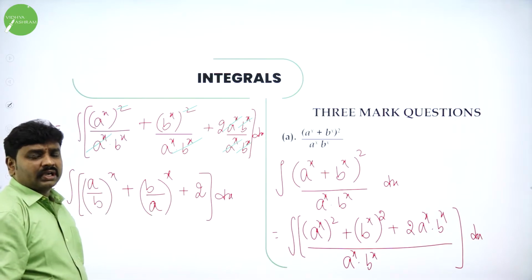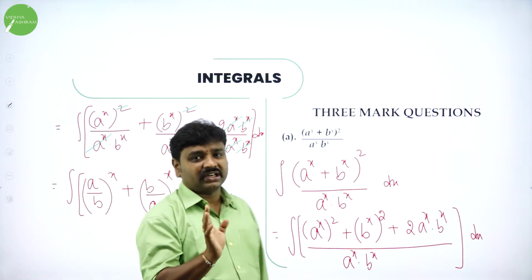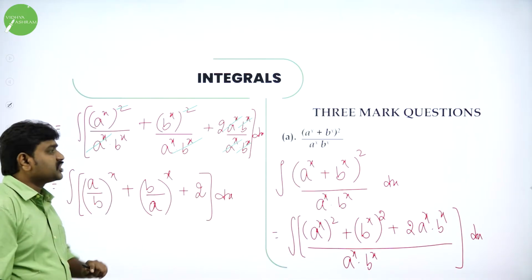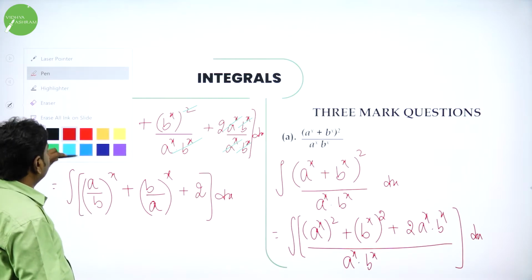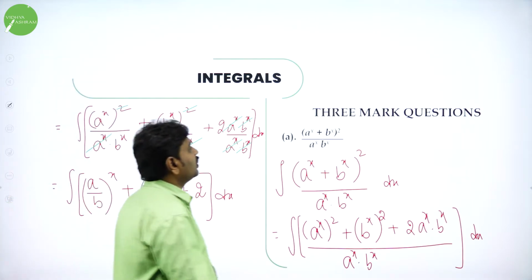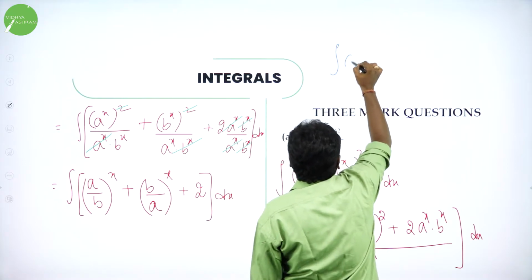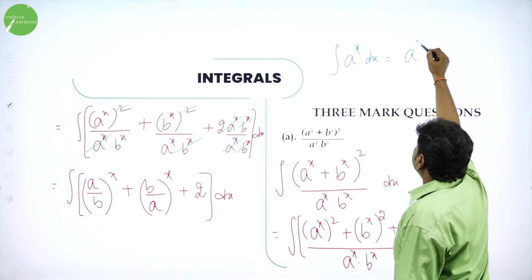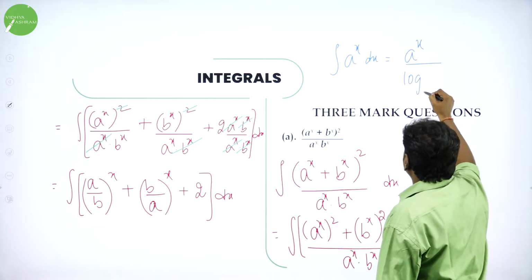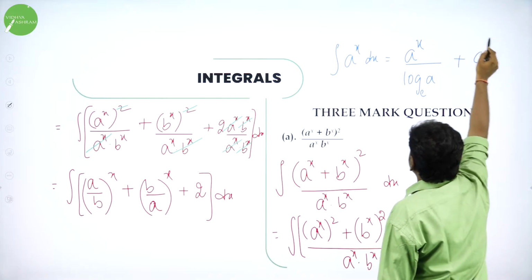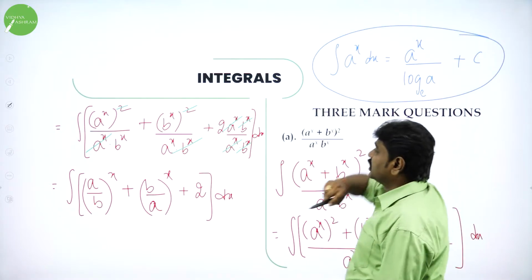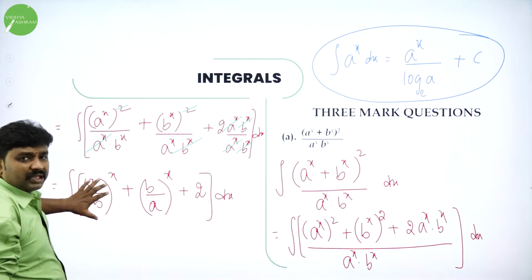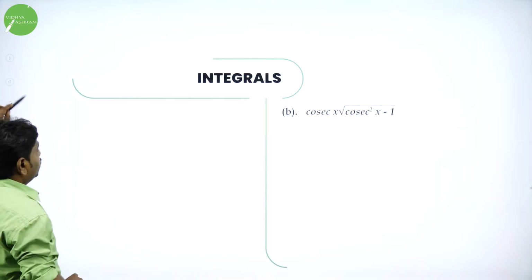I told you integrations are not tough, but reducing the given problem to integrable form is the challenge. Observe this carefully. It resembles which formula? A careful observation reveals that it suits with the formula integration of a power x. In the formula list I gave integration of a power x. What is integration of constant power x? A power x by log base e a plus C. So we can use this formula. So integration of a power x is what? A power x by log a. It suits. So instead of a, I have a by b. So use the formula and solve it.